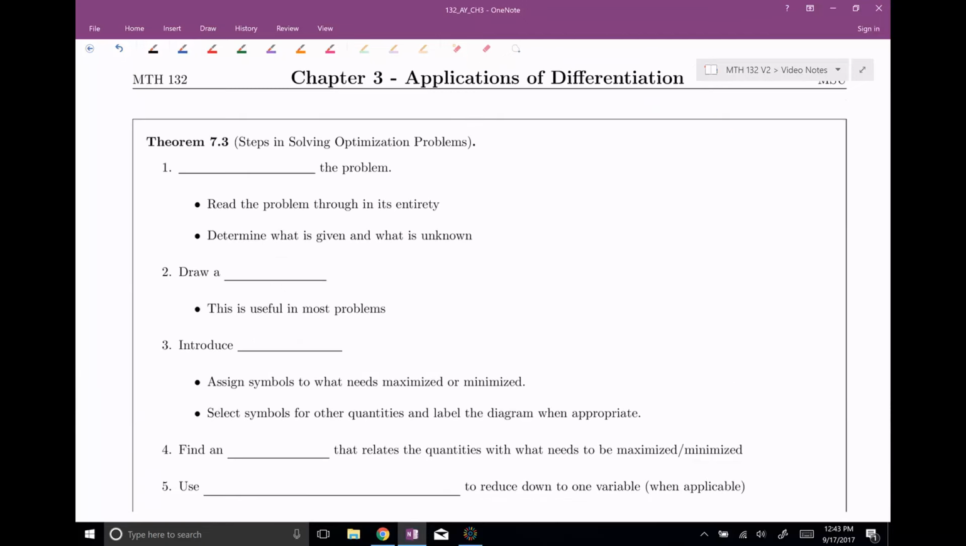So here it is, theorem 7.3, steps for solving optimization problems. The first thing that you want to try to do is, of course, understand the problem. So we read it one time through. I recommend that you read it twice or even 3 times through, right? You want to determine what is given and what is unknown for these problems. We want to maximize area in that case. The second thing that we did was draw a diagram. Now you don't necessarily need to draw a diagram for every single problem, but you'll find in a lot of cases this is useful. The next thing is that we introduced notation.